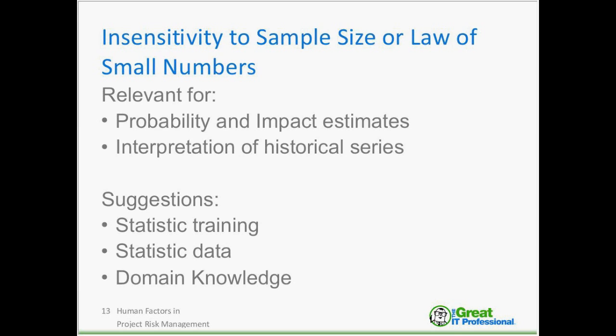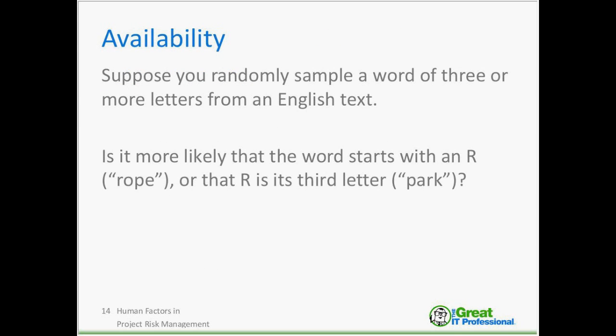Then another one, the third one, is the so-called availability. So I have a question for you. Suppose you randomly sample a word of three or more letters from an English text. Is it more likely that the word starts with an R, an example is rope, or that the R is the third letter, that is park? What do you say?